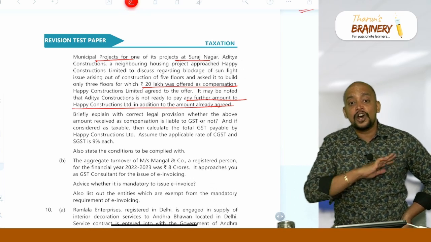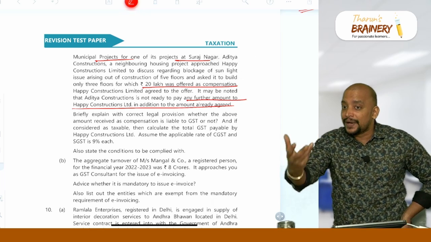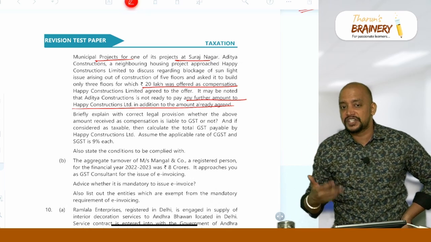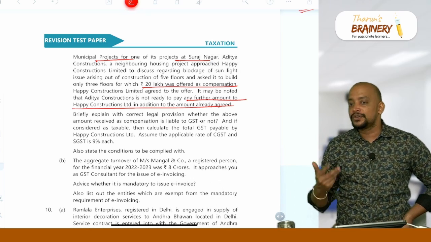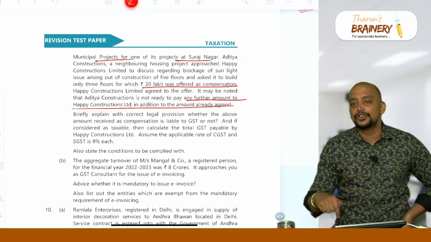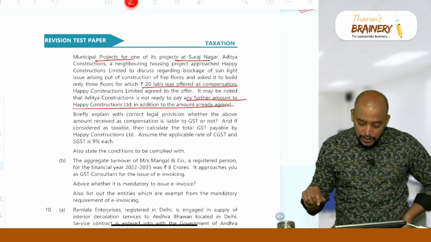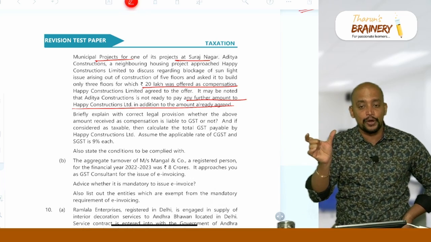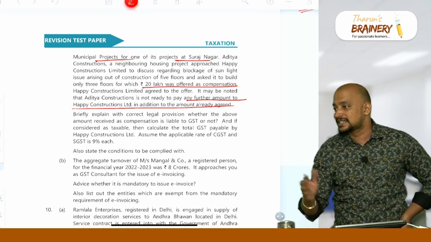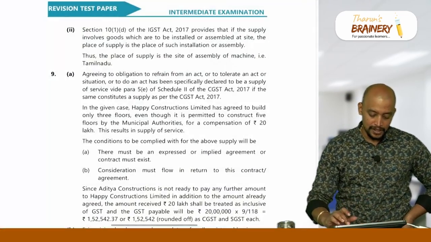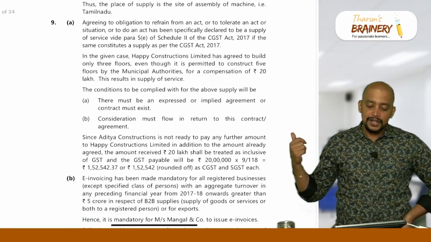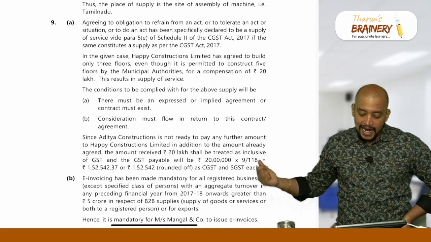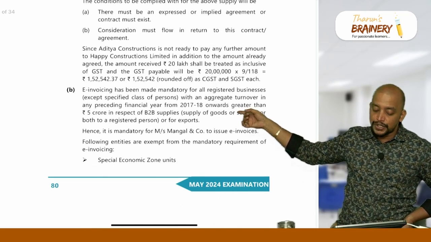And as they are not paying anything in addition, means what? The 20 lakhs is all inclusive of GST. Got it? They are not paying anything beyond that, which means that 20 lakhs is all inclusive. Then how will you calculate GST? On an inclusive basis. So 20 lakhs into 18 divided by 118, you will get one amount, that you bifurcate between CGST and SGST. So see the answer. It will come under supply of service, consideration for tolerating an act, and whatever money they have received will be inclusive of GST.